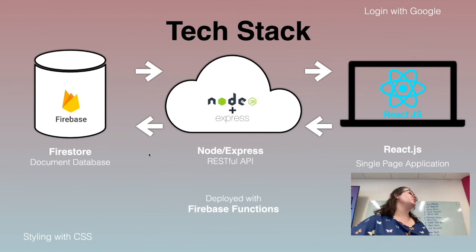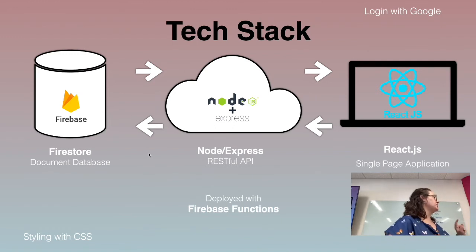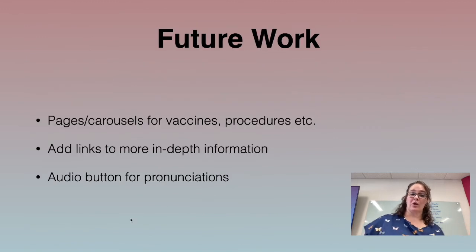The tech stack that I used was the FERN tech stack, so Firestore document database, Node Express for my API, which was deployed using Firebase Cloud Functions. React.js was used for my front end along with CSS for all the styling, and that was deployed on Firebase hosting. Login was with Google.